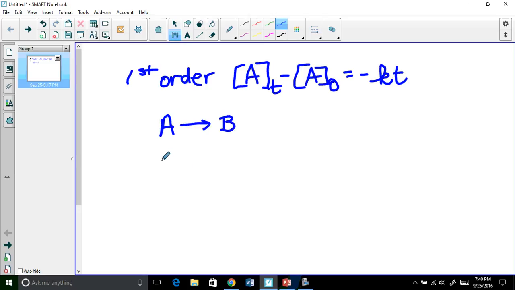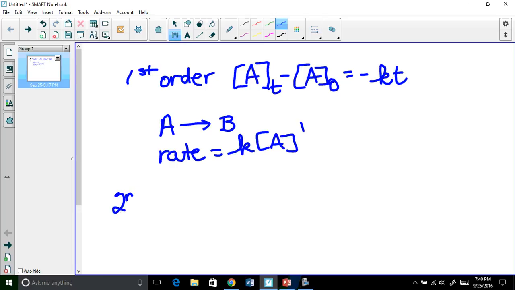And so first order, the worksheet that we did the other day, is that the rate for a first order equation is that the rate equals K times the concentration of A to the first. And if you have a first order equation, meaning that's a 1, that's the equation.